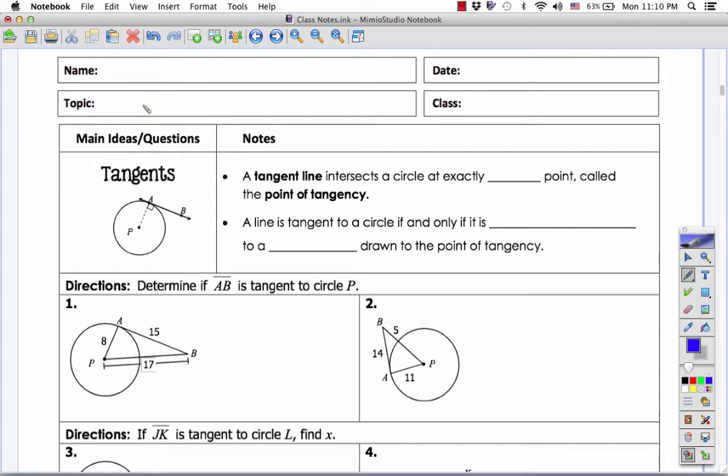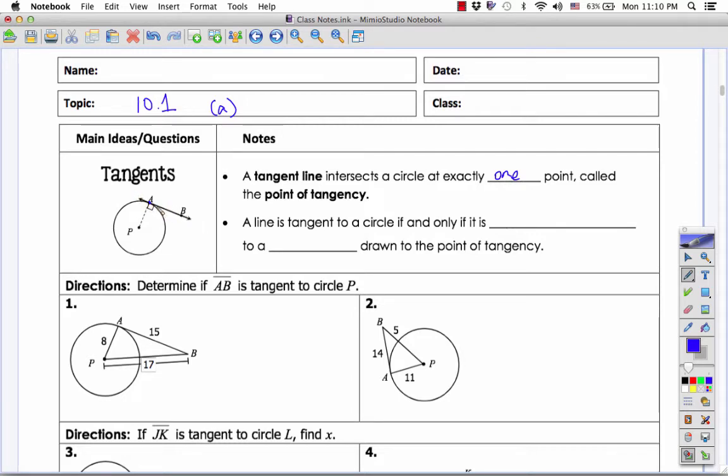Okay, everyone, this is Unit 10.1, but I'm going to make two videos, an A and a B for this unit. So this unit is about tangents, and the definition of a tangent line says that a tangent line intersects a circle at exactly one point, and that point is called the point of tangency. So in our example, point A is where this line AB intersects with circle P. So point A is the point of tangency.